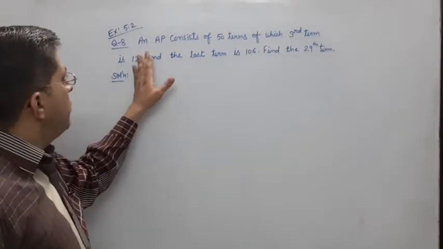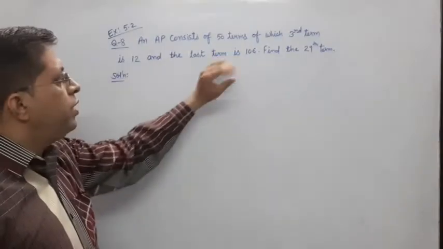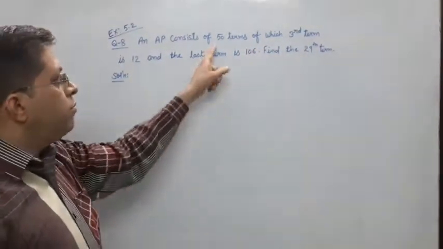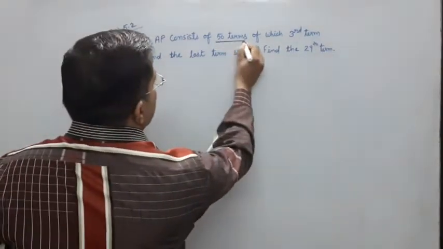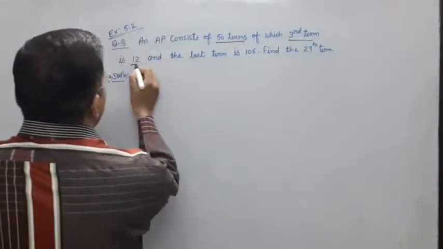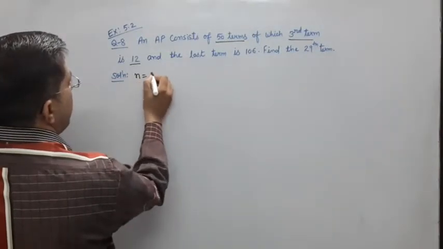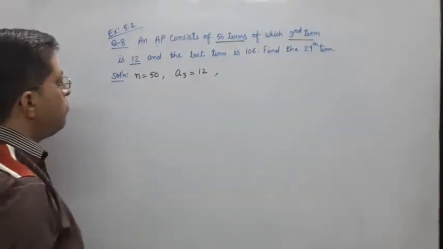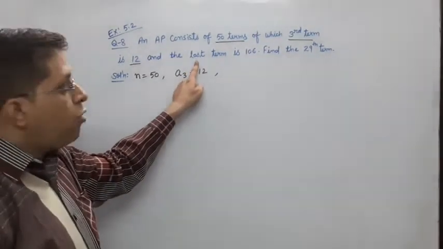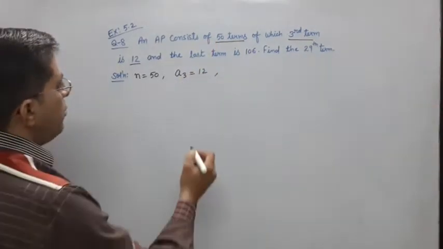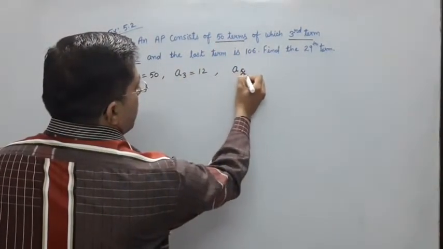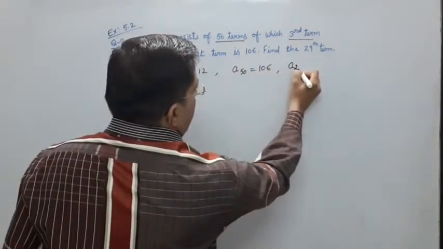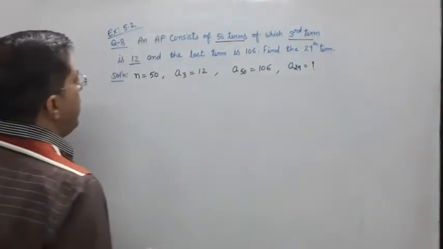Question number 8. An AP consists of 50 terms, of which the third term is 12. The total number of terms is 50, but the third term is 12. The last term, that is A50, is equal to 106. What do you have to find? A29 you have to find out.